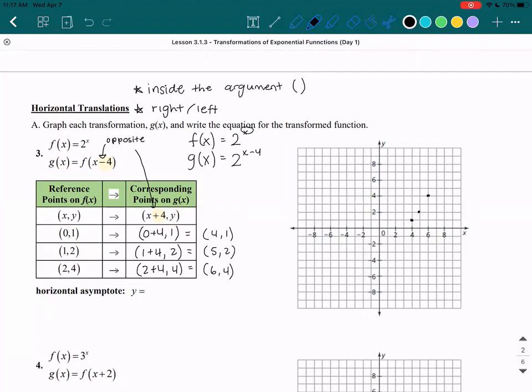So where there was originally an x, just like f of x, 2 to the power of x, now it's f of x minus 4. So it's 2 to the power of x minus 4. Okay.